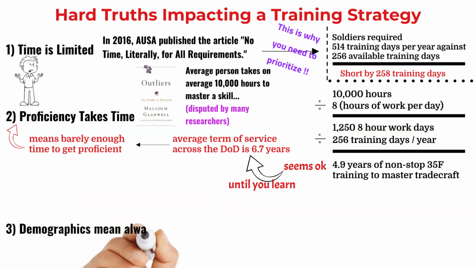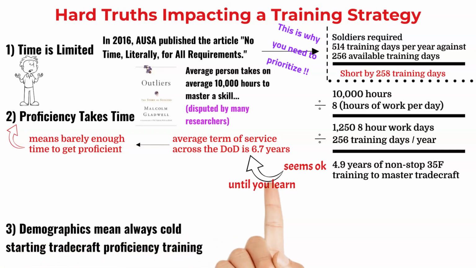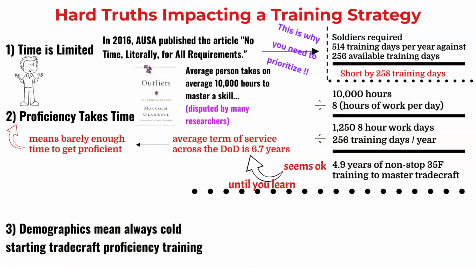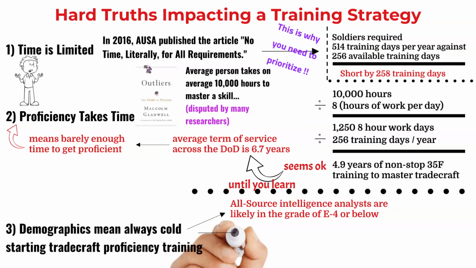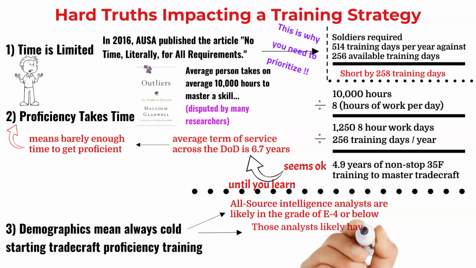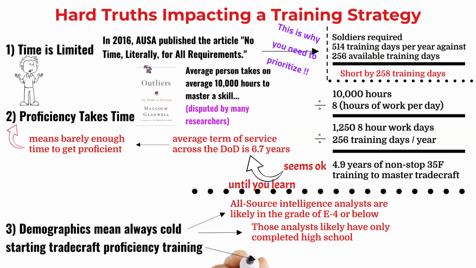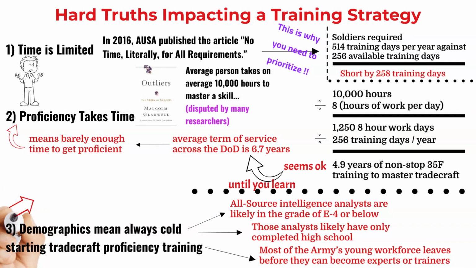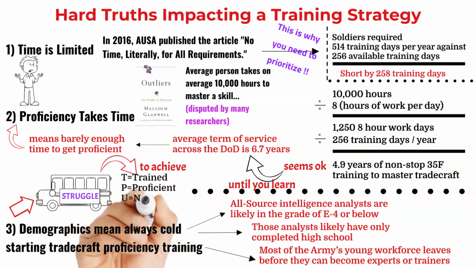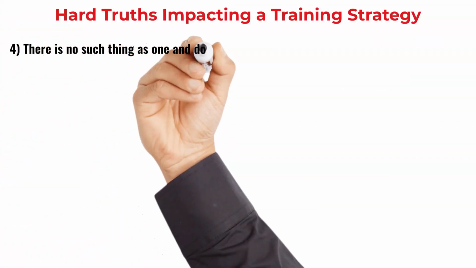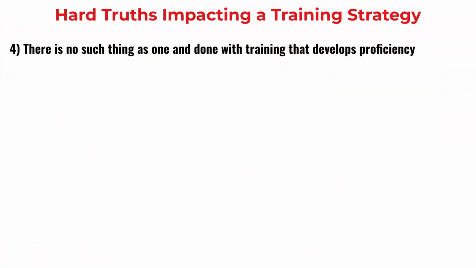The 2019 Demographics Profile of the Military Community from the Department of Defense indicates most all-source analysts are likely in the grade of E4 and below. Those analysts likely have only completed high school, and most of the Army's workforce leaves before they can become experts or trainers. This means that on a standard trained, proficient, or needs training scale, most individuals will remain in a proficient zone throughout their military service, and all teams will struggle to maintain a T for trained. There is no such thing as one and done with training that develops proficiency.